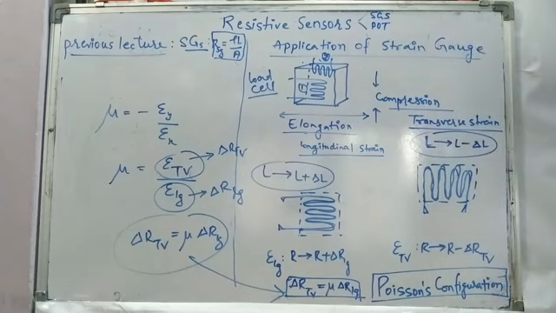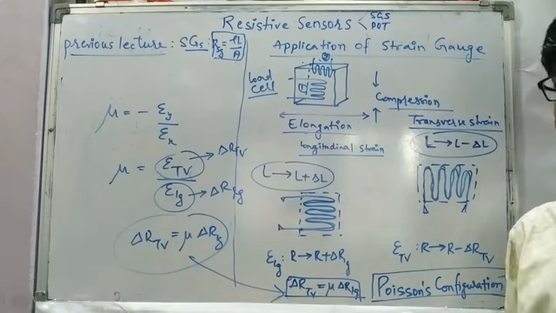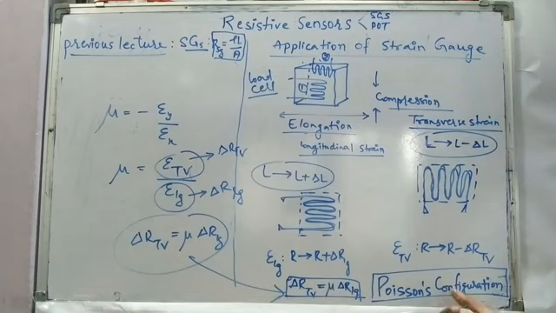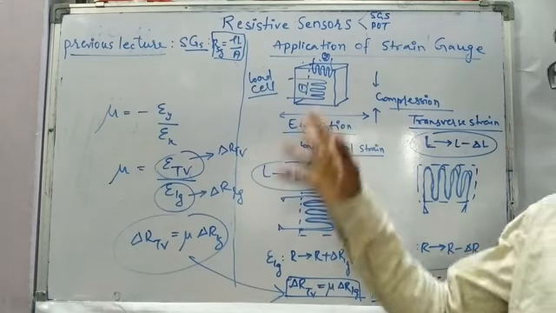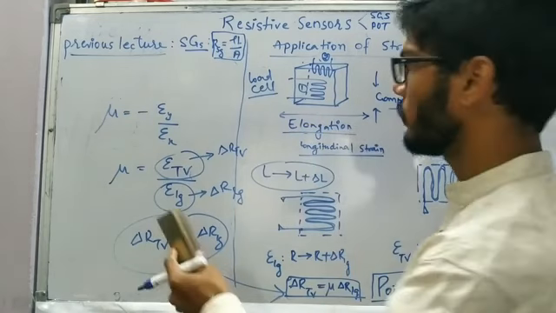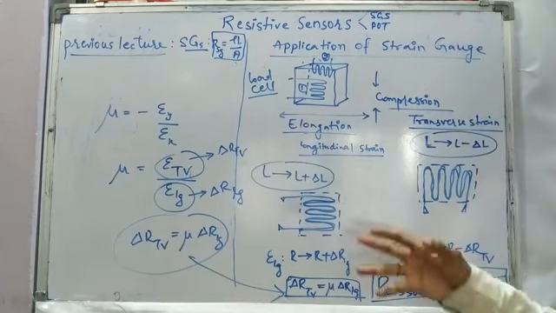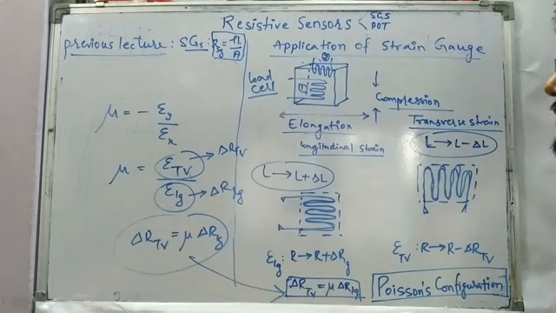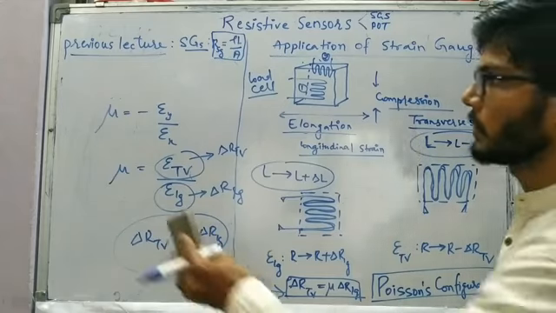This configuration is going to be known as the Poisson's configuration. So what we understood till now is that in the Poisson's configuration we are going to make use of a minimum of 2 strain gauges. And now if we place these 2 strain gauges in 2 sensing arms of the Wheatstone bridge, we are going to have the derivation for the output.